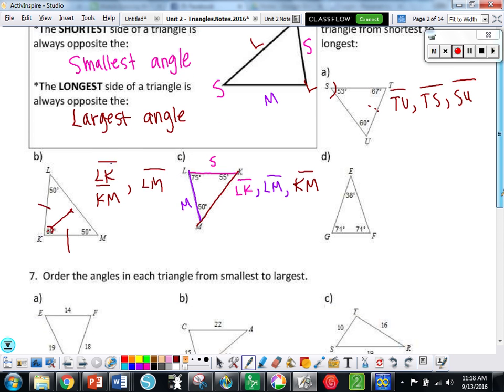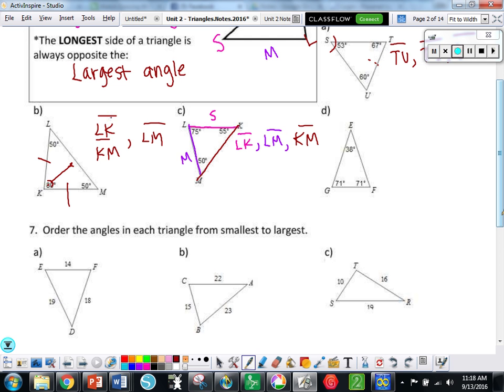I'm not going to do part D fully, but I want you to tell me which two sides are equal. It's a little bit more obvious on this one. Which two sides?